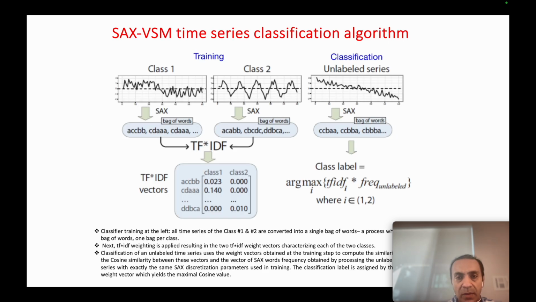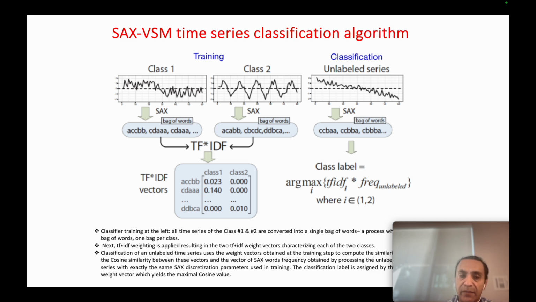So here is the working of the SAX-VSM algorithm for time series classification. You can see on the left side the classifier training is being done, where all time series of class 1 and class 2 are converted into a single bag of words, which generates one bag of words per class. Next we calculate the TF-IDF weighting and apply it, which results in two TF-IDF weight vectors characterizing each of the two classes.